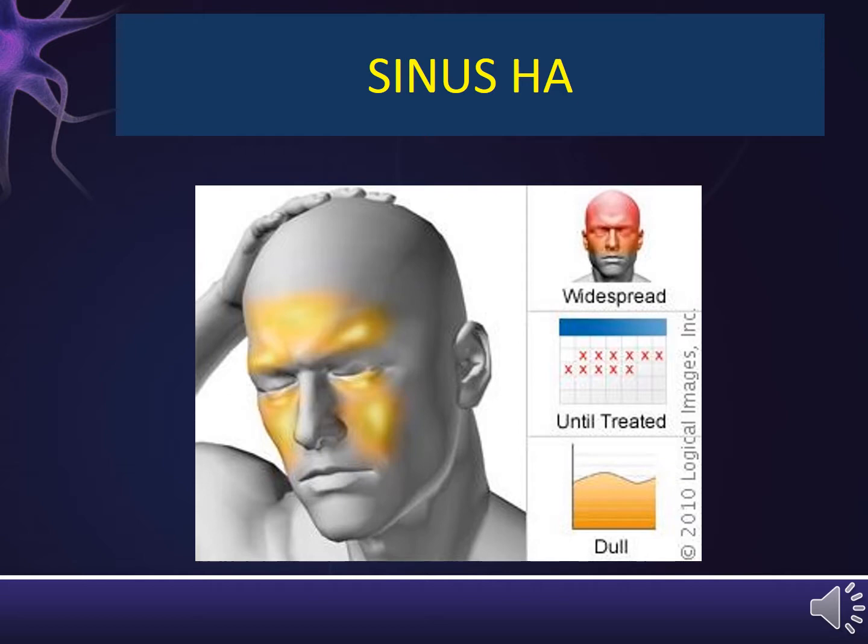Sinus headaches involve pressure or pain in the forehead, brow, below or behind the ear, behind the eye, and occasionally sensitivity in the upper gums. The pain is typically focused on one area and lasts until treated.